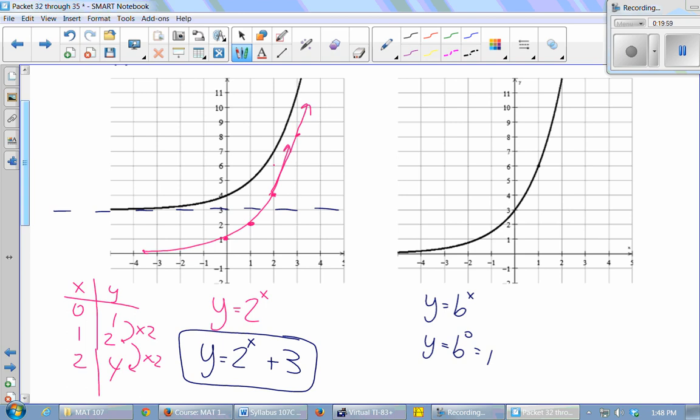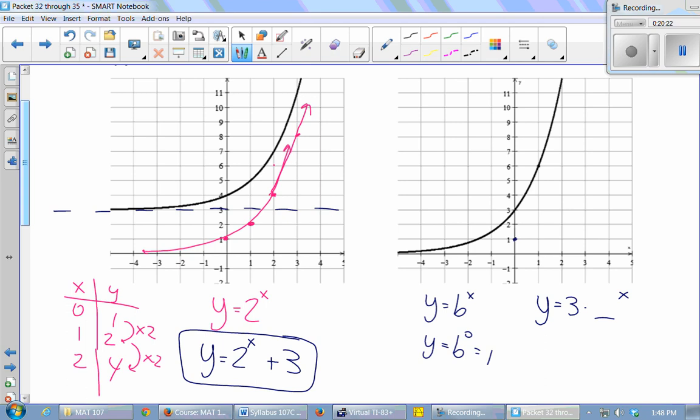So I could have shifted horizontally, or what else could have happened? Stretched. Yeah. So if my y value was at 1 and now it's at 3, what's my stretch factor? Factor of 3. Yep. So this is going to be y equals 3 times something to the x. I just have to figure out what the original multiplier was.